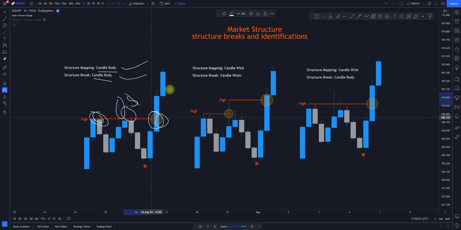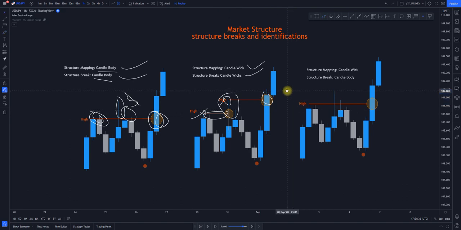On type two, we have structure mapped with a candle wick and structure breaks with a candle wick. Basically, you are mapping your structure on top of a wick, and you are expecting price to break structure with a wick as well. This type of structure means that anytime you see a wick, even if the candle has not been fully produced to break the previous structure, any wick that comes across means price has broken structure in your view. So you can see I have a high here and another high here, indicating that price has broken structure, creating a new high, and this high is what you map to get this structure break as well.